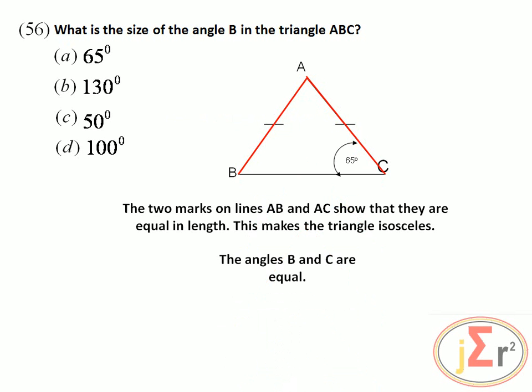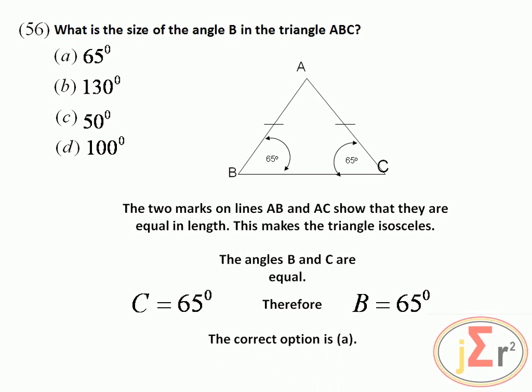Also, those two lines are equal. So angle B is 65 degrees and angle C is 65 degrees. Those two angles are equal. Therefore, since angle C is 65 degrees, angle B is also 65 degrees. The correct option is A.